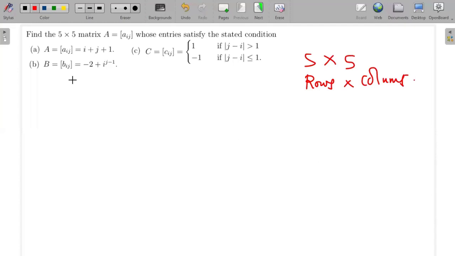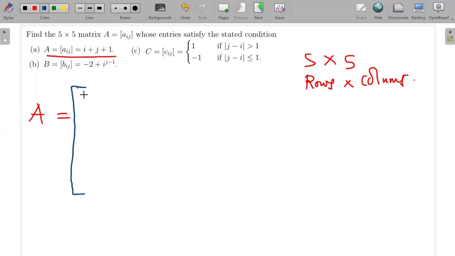Okay, and then we've been given a formula here for this matrix A. They're saying the ith row and jth column element should be given by i plus j plus 1. So I'm going to say matrix A is equal to, so we have 5 rows and 5 what? Columns. Meaning matrix A should look something like this.